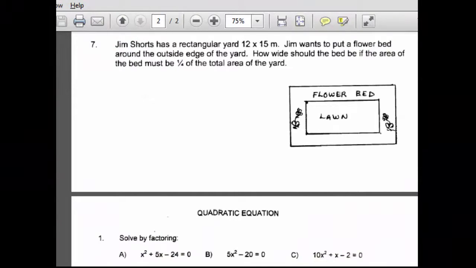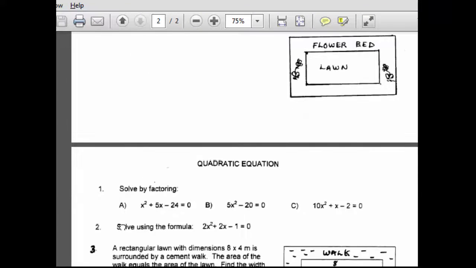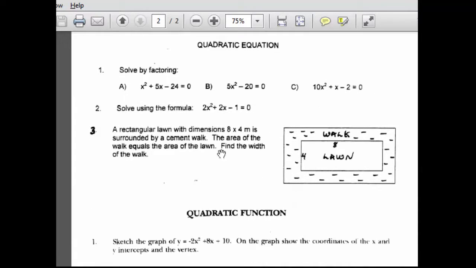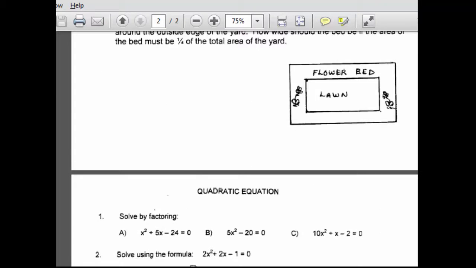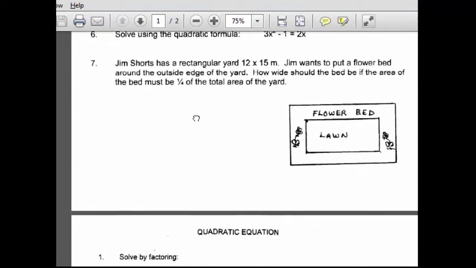Let's try Jim Short's question here and his flower bed. And then after that, you could try a question like number 3 here with the rectangular lawn that's surrounded by a walk, a cement walk. So let's do Jim Short's.